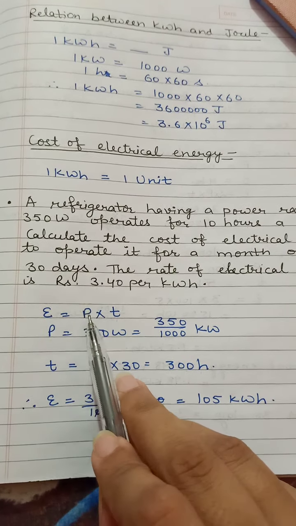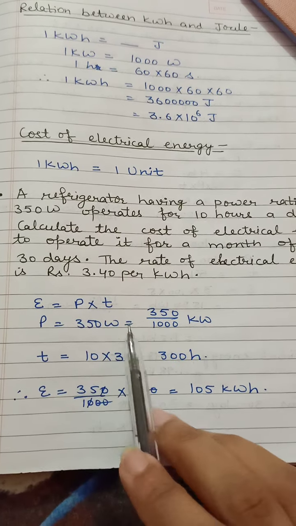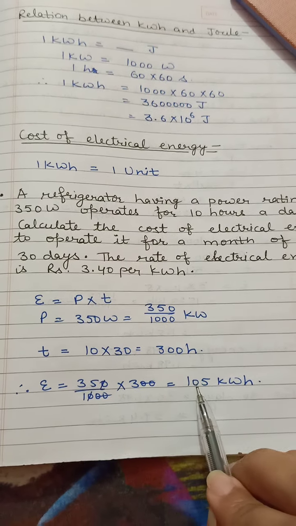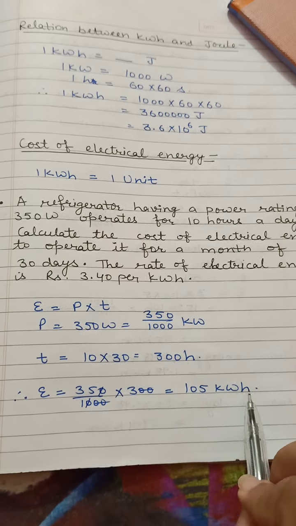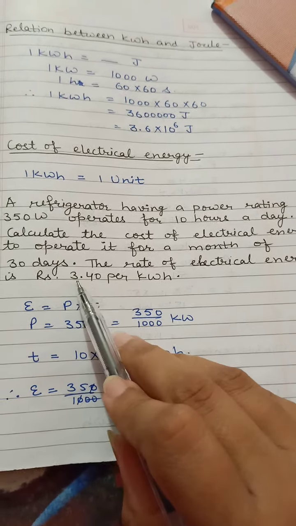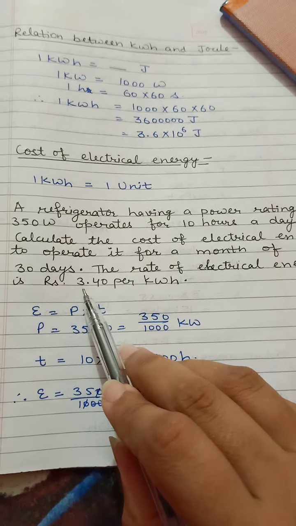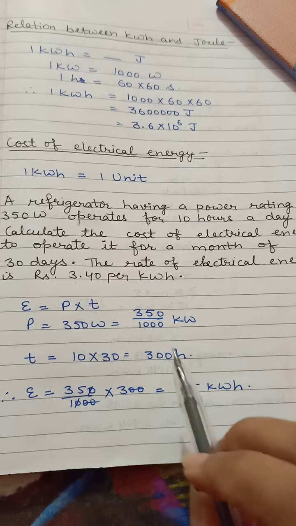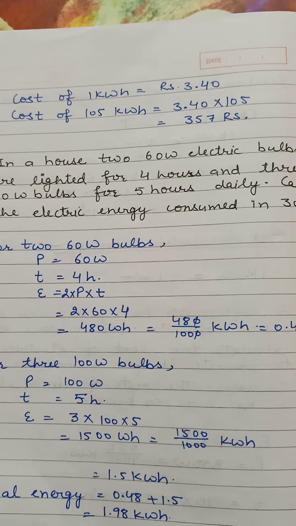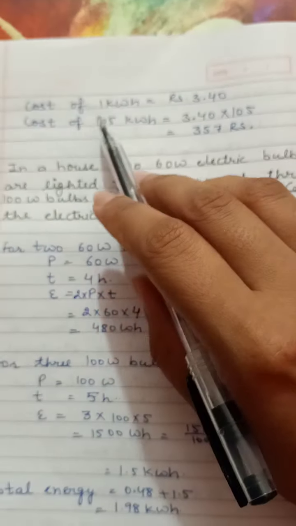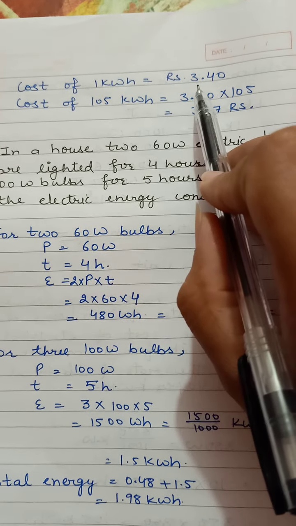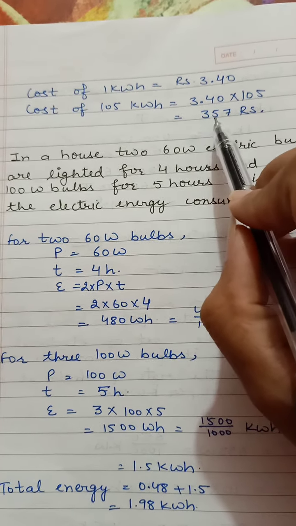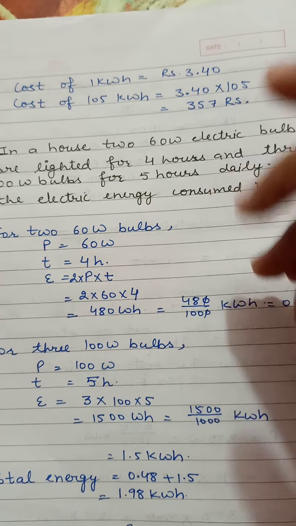Now we have the formula E is equal to P into T, where power is 350 upon 1000 and time is 300. By solving this, we get 105 kilowatt hour. But we have to calculate the cost. For 1 kilowatt hour the cost is 3.40 rupees, so for 105 kilowatt hour we will multiply 105 by 3.40, and we will get the cost of 357 rupees.